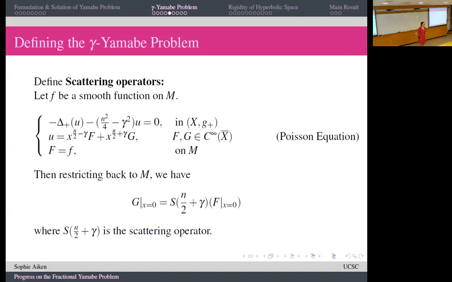So if gamma is 0, you keep the spectrum of the Laplacian? That's what you mean. Yes, if gamma is 0, but also there could be a discrete spectrum between 0 and n squared over 4. And so you need to avoid those values as well.